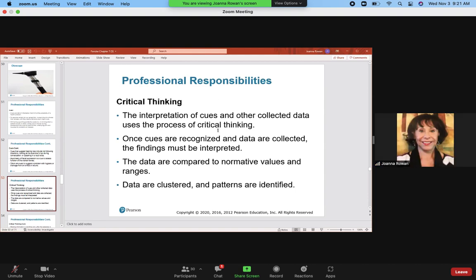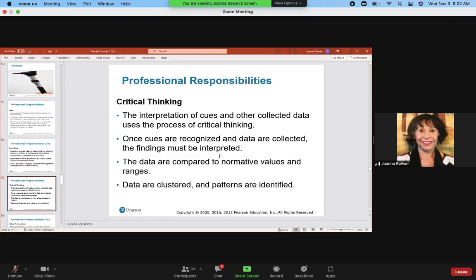Okay, so remember we study critical thinking, and all throughout your nursing courses, you will be doing critical thinking, as well as whenever you become an RN, you will always be utilizing critical thinking. Critical thinking refers in this class to the interpretation of cues and other collected data that uses the process of critical thinking. So, let's go back. Once cues are recognized and data are collected, the findings must be interpreted. The data are compared to normative values and ranges.